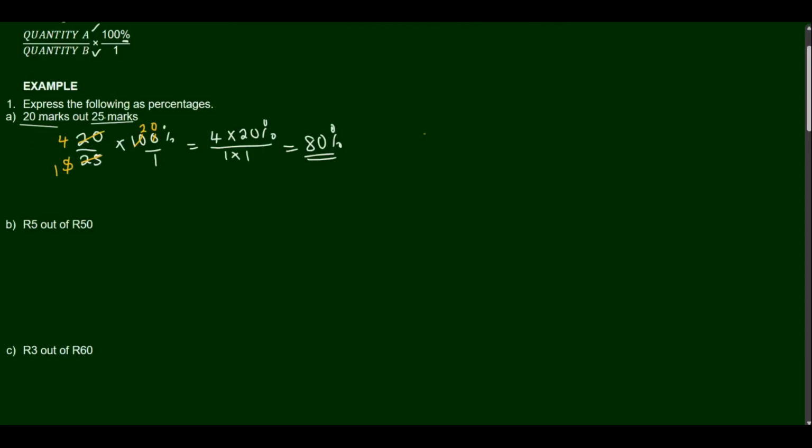Now here we could have said also 20 over 25 times 100 over 1. We could have said 25 into 25, 1. 25 into 100, 4. Then 20 times 4, which is 80 over 1. Therefore, this is 80%. That's another way of doing it.